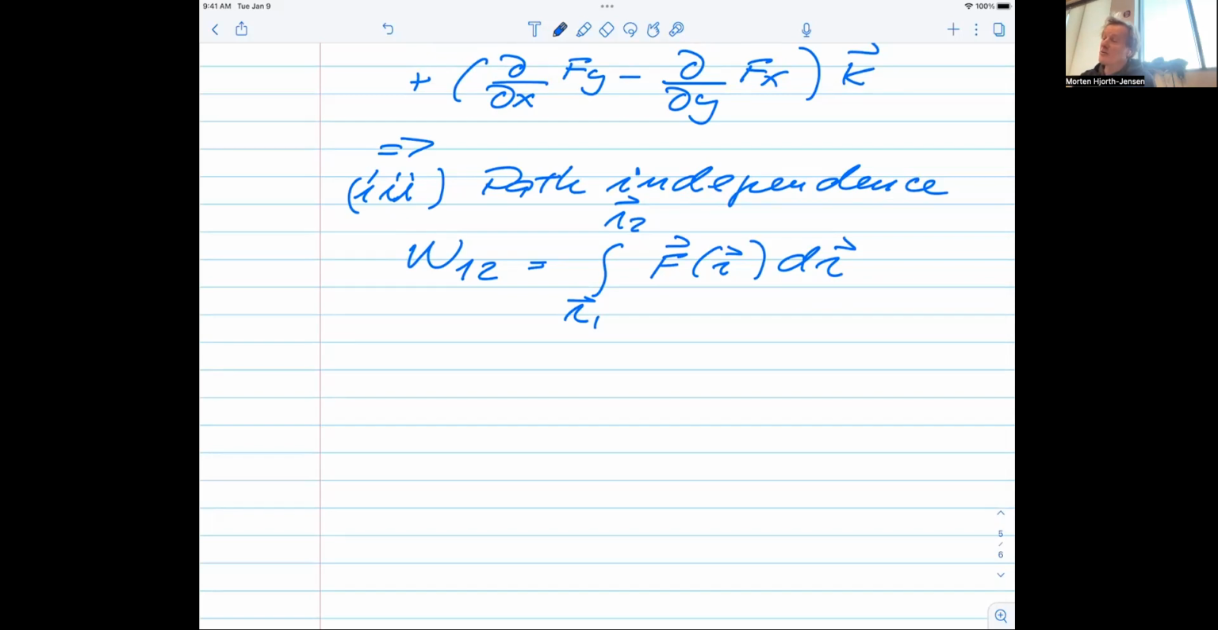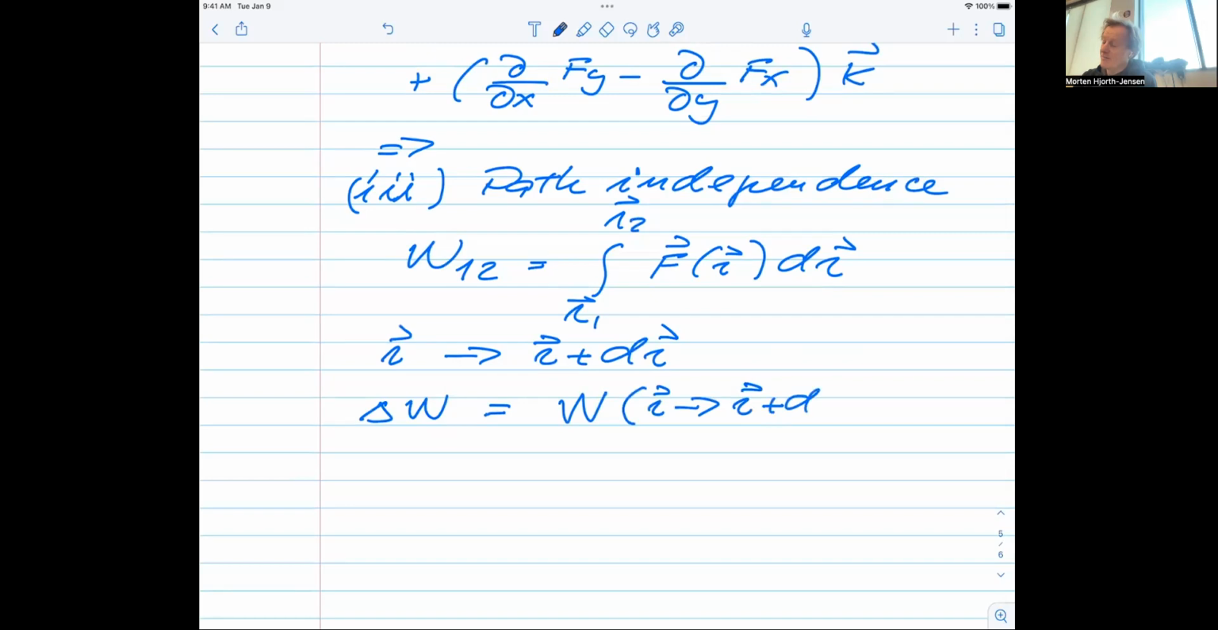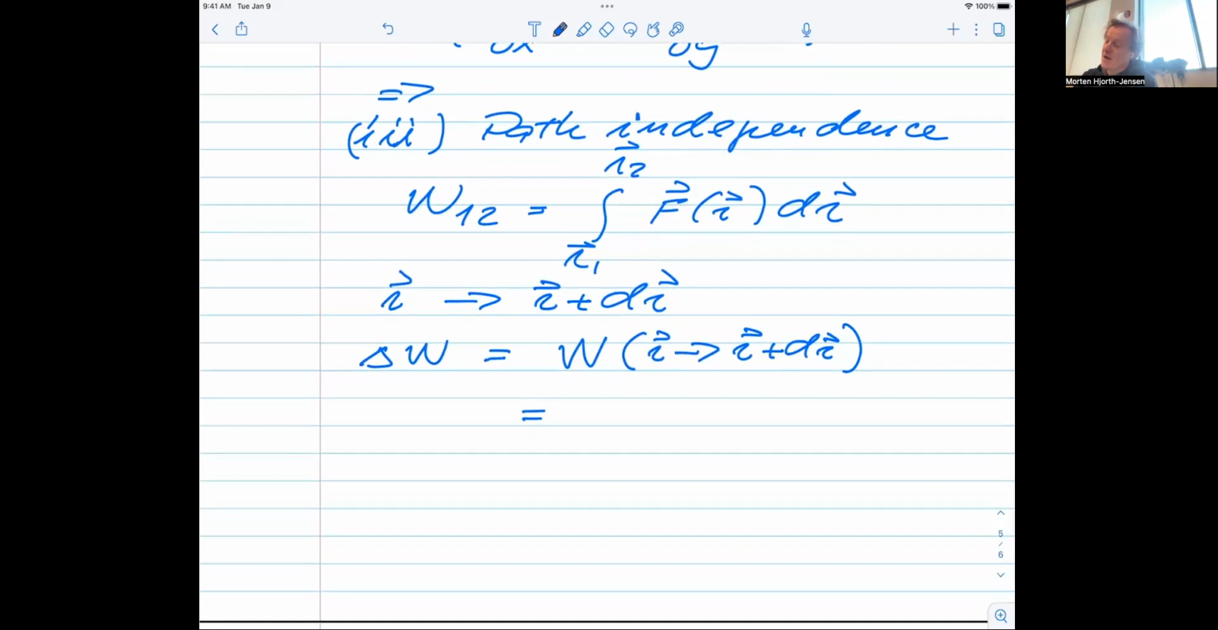So if we look at this expression, suppose now we are moving from r to a position of r plus dr. And then we are looking at the work which is done when we move to this position. So this is going to be the work done going from r to r plus dr. And this is again given by F, the force which is acting, multiplied with this small line segment, dr.